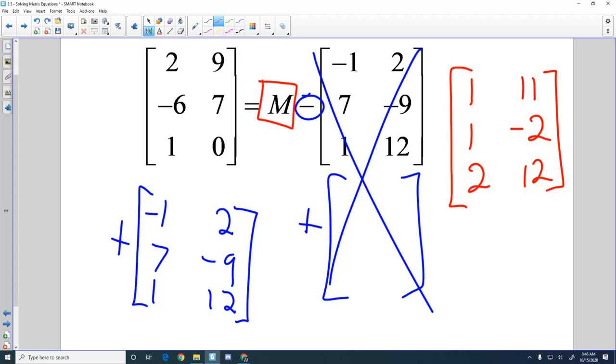So when I add those two matrices together, this is the new one I get. And this equals matrix M. You solved a matrix equation, finally. It only took us 85 minutes to get there, but we did it.